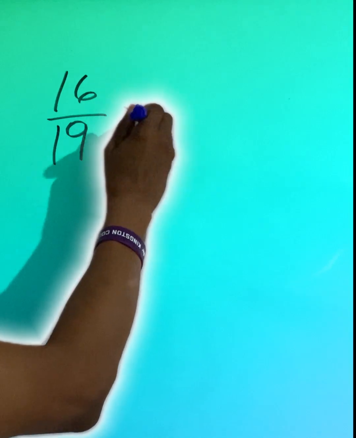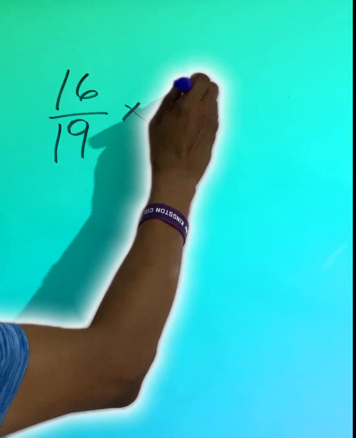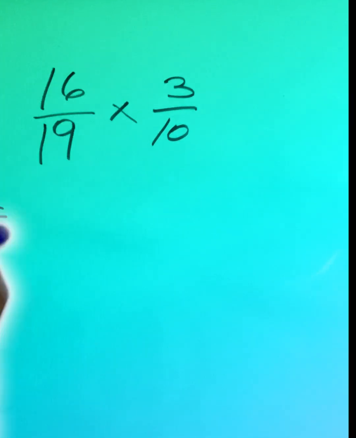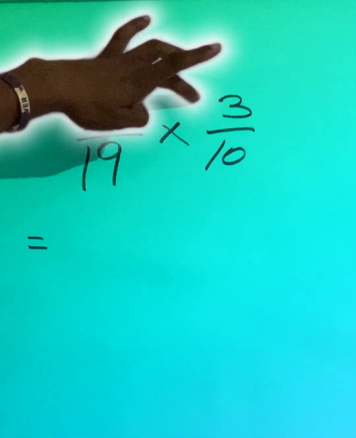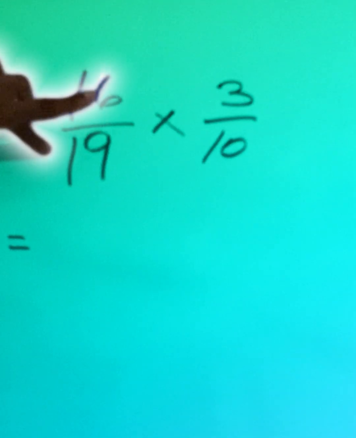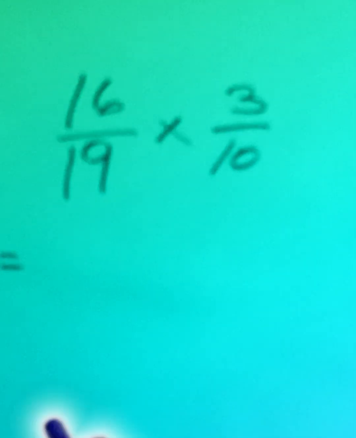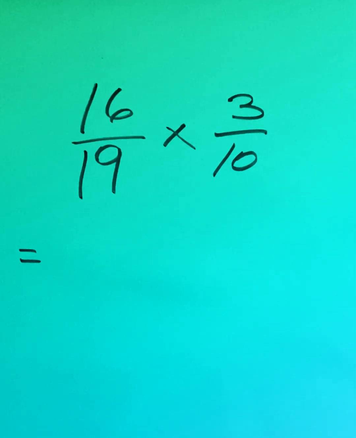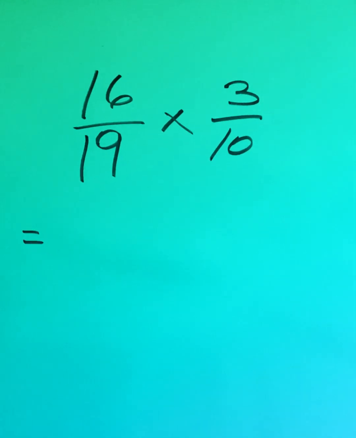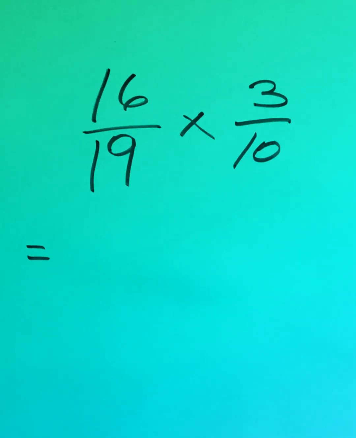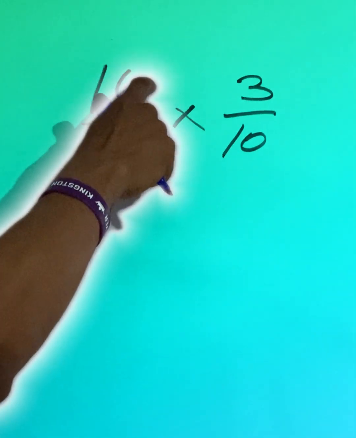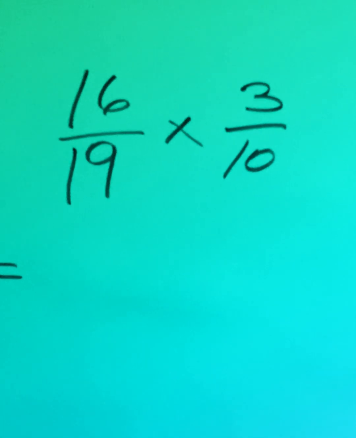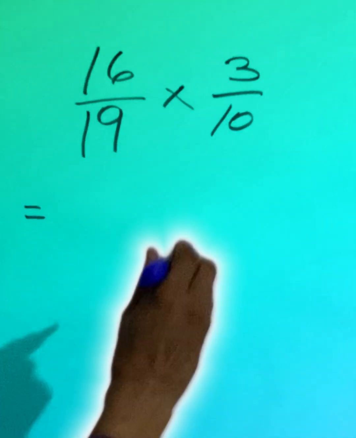16 over 19 times 3 over 10. Right now, we have 2 even numbers, 10 and 16. We have 2 odd numbers. Can 3 go into 19 and not leave a remainder? No. However, we have 2 even numbers, 10 and 16. Now, 10 cannot go into 16 without leaving a remainder. However, we can find a factor that can go into both 10 and 16 and not leave a remainder. And that factor is 2. Please revise highest common factor.